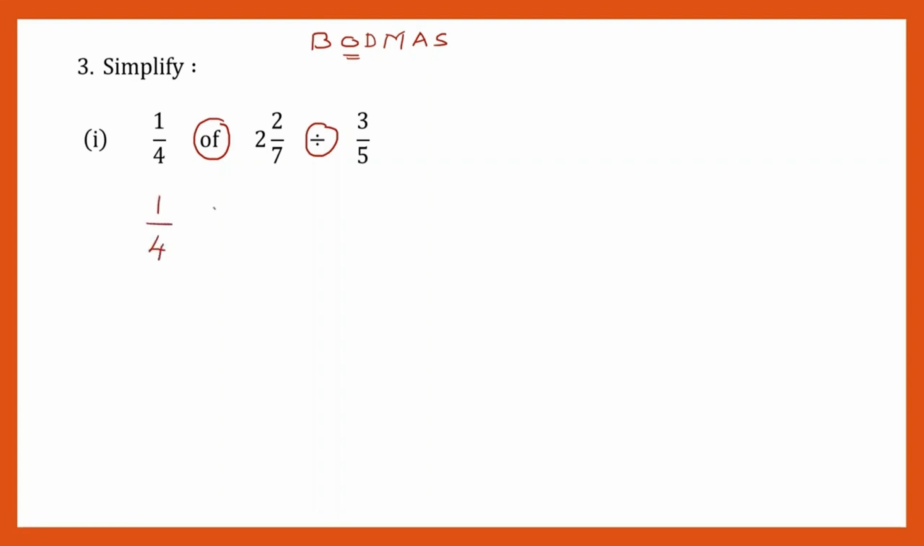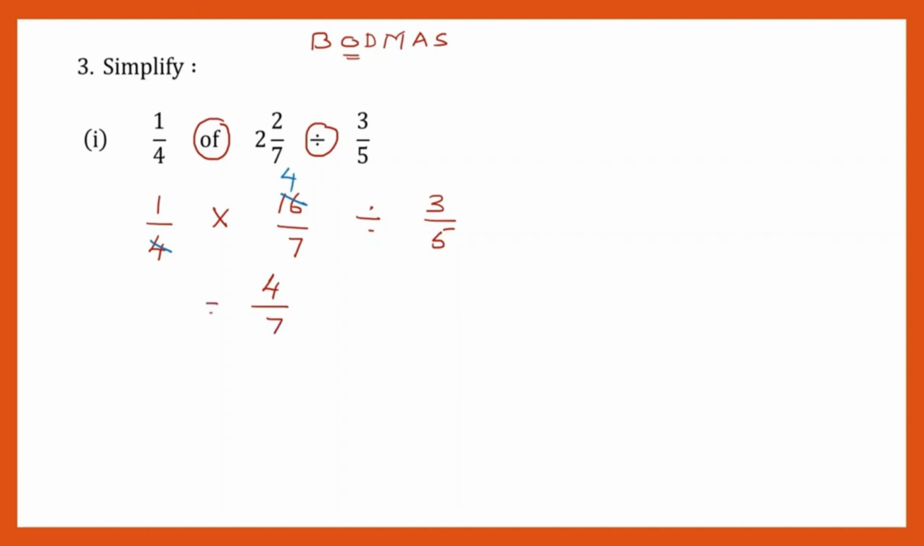I'm going to change 'of' to multiplication. Convert this. The 7 2s are 14 plus 2, 16 by 7, divided by 3 by 5. So let's do 'of' first. Anything to cancel here? Yes. 4 4s are 16. So my final answer here after cancelling is 1 4s are 4 and here by 7.